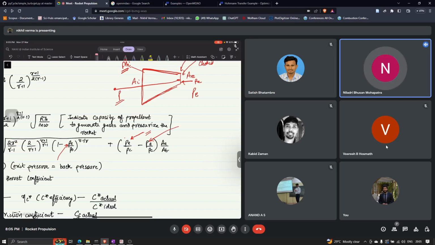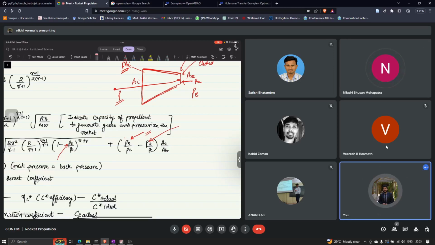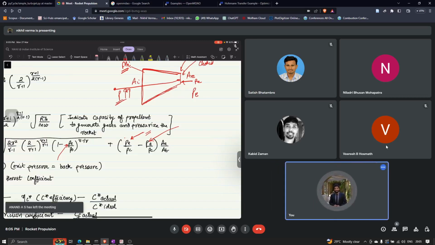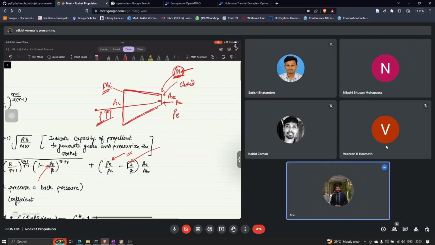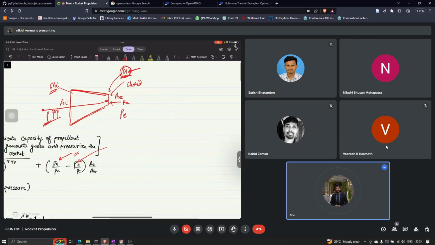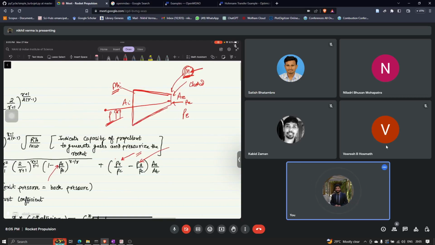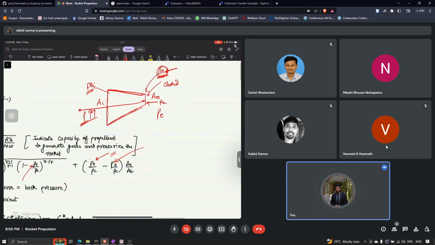Now in the right side term, whatever P exit will change, it will change as your pressure will increase. Okay, your P exit will change. But the P by P naught ratio is constant, you are saying that it is a function of... Okay, let me see. So I see your point. So this is P by P exit.